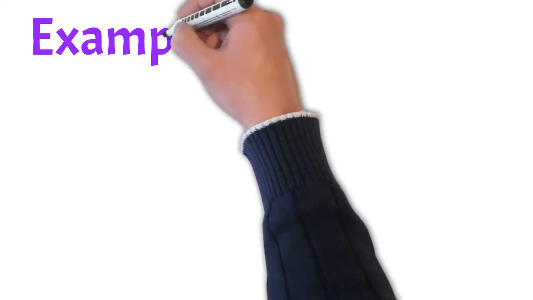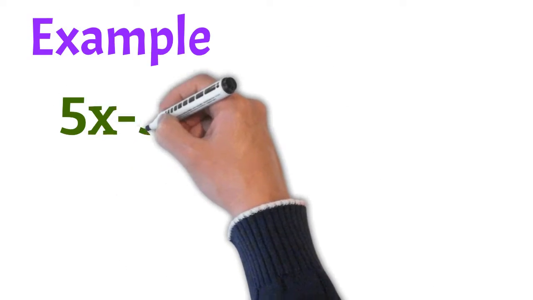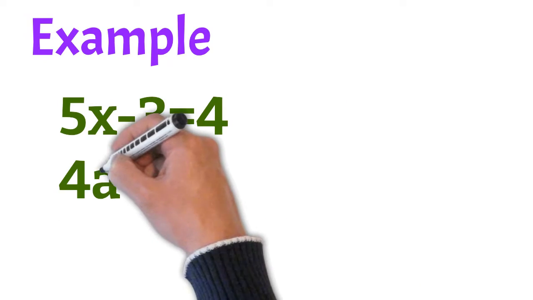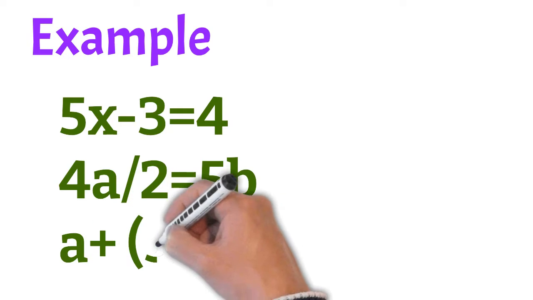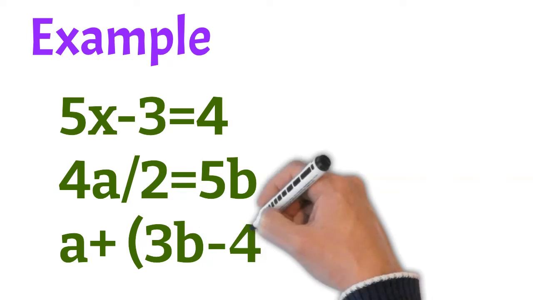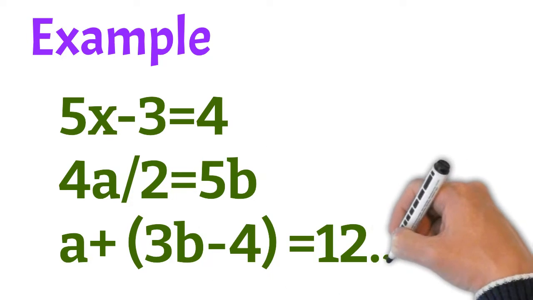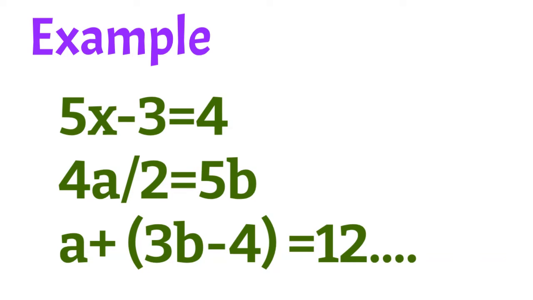For example, 5x minus 3 is equal to 4. 4a divided by 2 is equal to 5b. a plus 3b minus 4 is equal to 12, like this. Here x, a and b are variables.